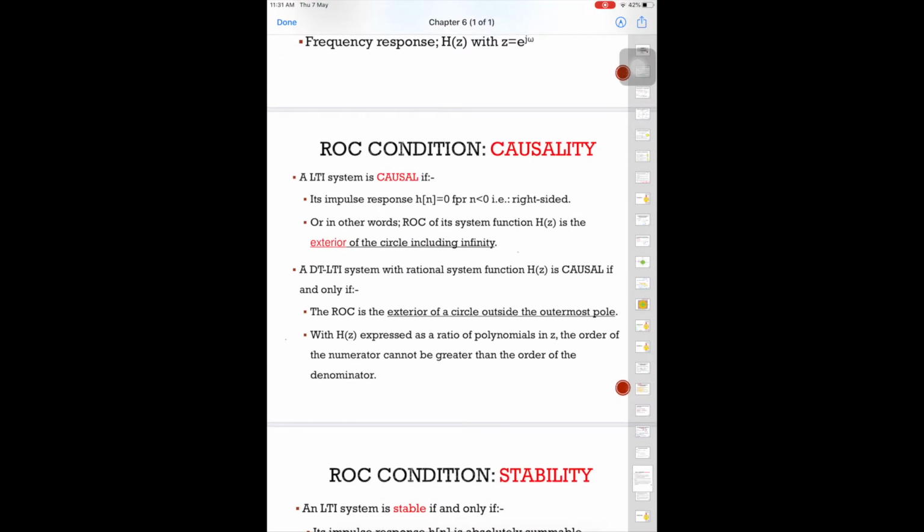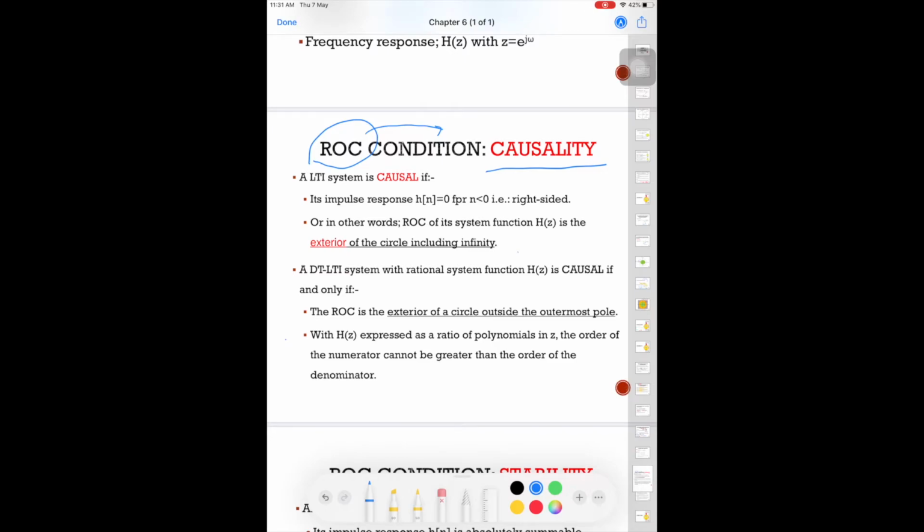Okay, this is another important thing in chapter 6. For each ROC, you can determine the causality and the stability of the system. So basically, from the determined ROC, you can determine causality and stability.